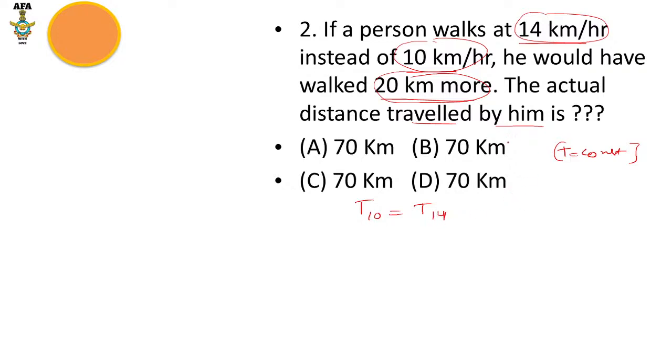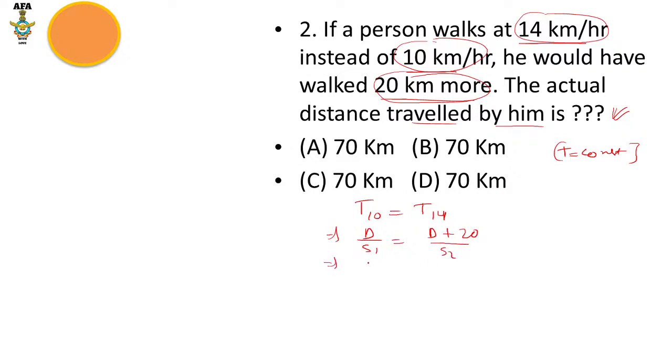Distance we need to find, the actual distance traveled by him. What should be the actual distance? So time is equal to distance by speed. So distance by s1, this will be distance plus 20. So he is covering 20 kilometer more when he is walking at 14 kilometer per hour. So this speed will be s2, that is 14.